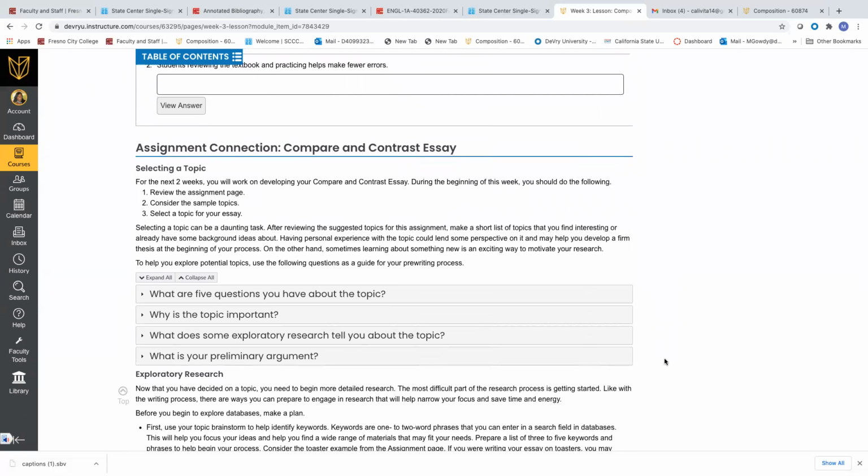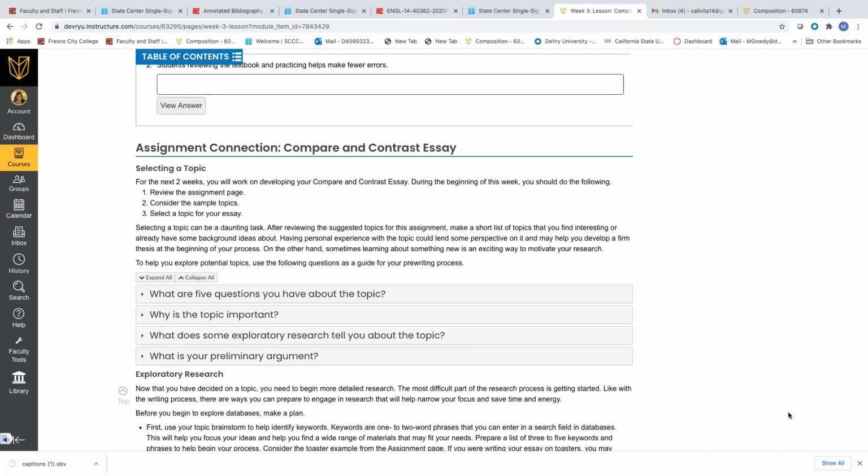So now we want to connect the assignment. For week 2, you will work on developing your compare and contrast essay. During the beginning of this week, you should be doing the following: reading the assignment pages. This week we are working on chapter 3 and chapter 8. So consider the sample topics. We list a great deal of topics for you to work with, and then select a topic for your essay.